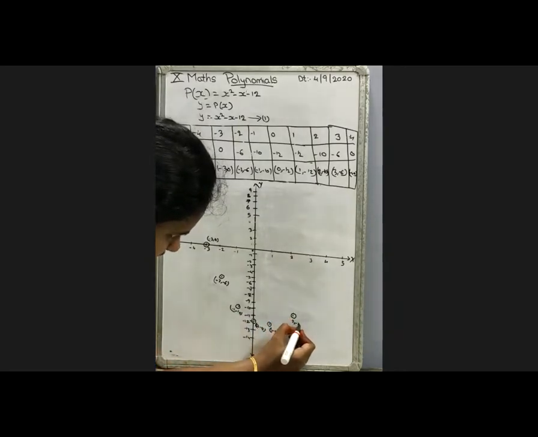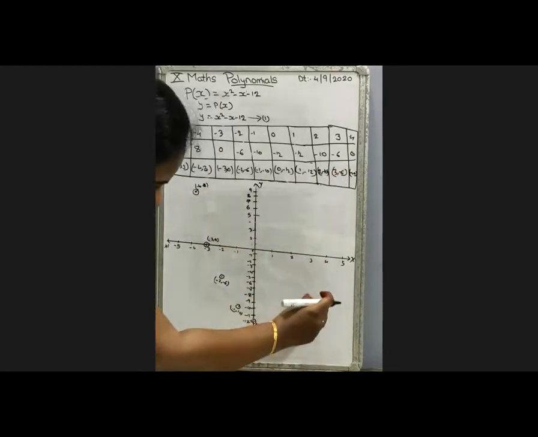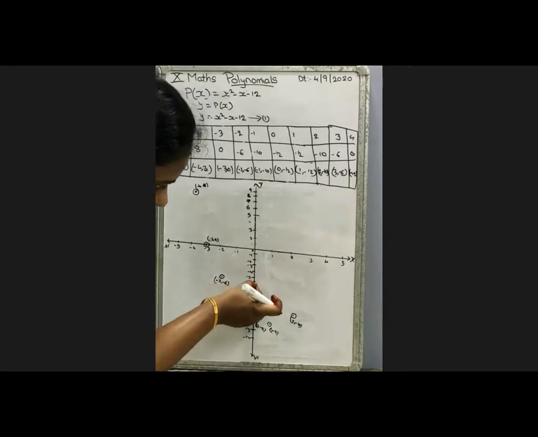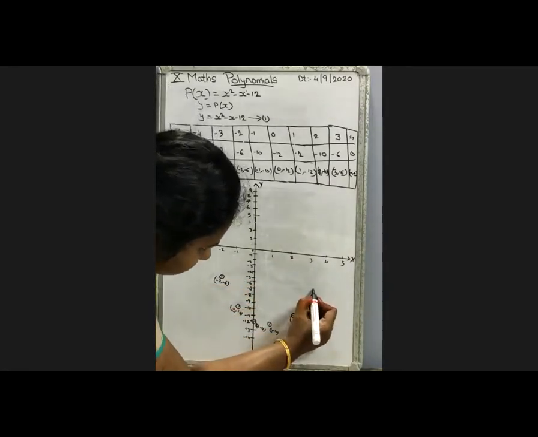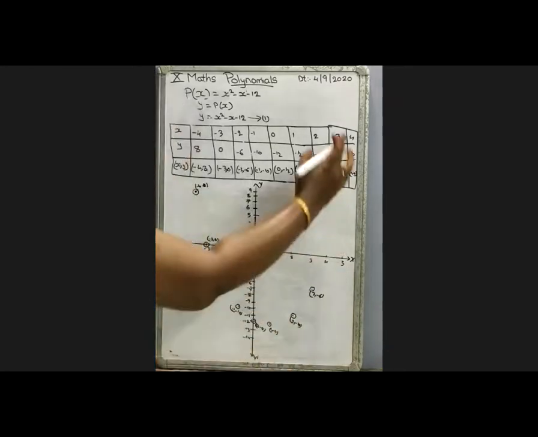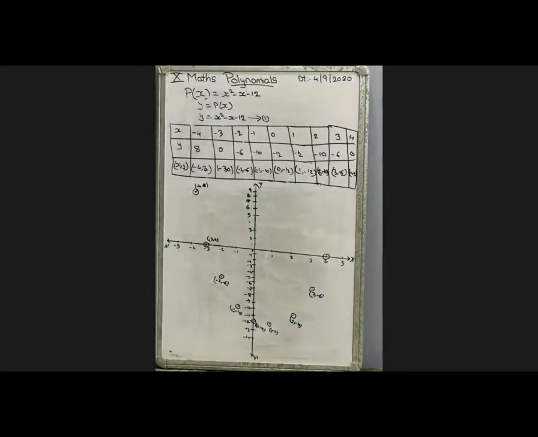2, minus 10. And after that 3, minus 6. 3, minus 6 means exactly here. Next 4, 0. 4, 0 means we have to figure it out. So now what we have done up to now is just we identified the points on that line. Like that we have identified the points.